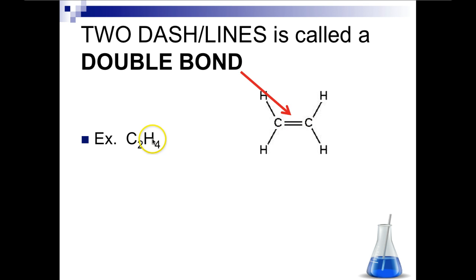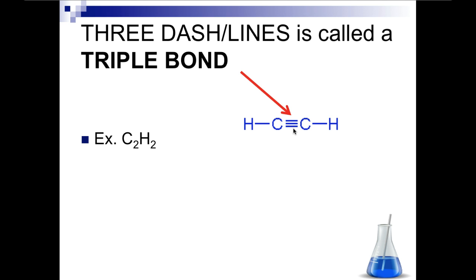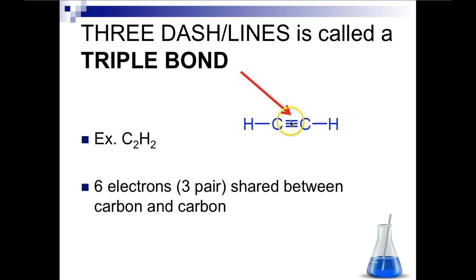So for C2H2 or dicarbon tetrahydride, when you draw your Lewis dot diagram, you're going to have a double bond between the two carbons in order for everything to have 8 valence electrons around it. So since there are two lines, that means that there are 4 electrons or 2 pairs being shared between the two carbon atoms. Now when we're talking about 3 dashed lines, it's called a triple bond. So this is a triple bond, so that means that there are 6 electrons or 3 pairs of electrons being shared between the two carbon atoms.